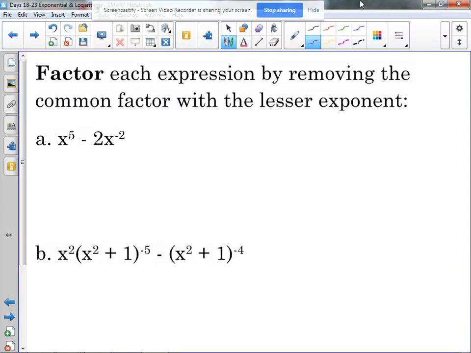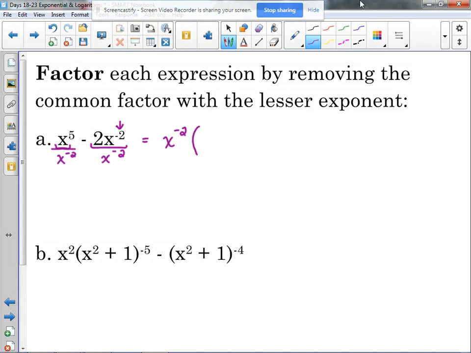Lesser exponent. So if we look at x to the fifth and negative 2x to the negative second power, obviously the lesser exponent is that negative 2. So that is what we're going to pull out as the common factor. Now, if you've never looked at factoring a GCF out this way, I think it helps particularly in this case. When you are factoring out the GCF, it's like you're dividing both terms, or however many terms you have, by what you said is the greatest common factor.